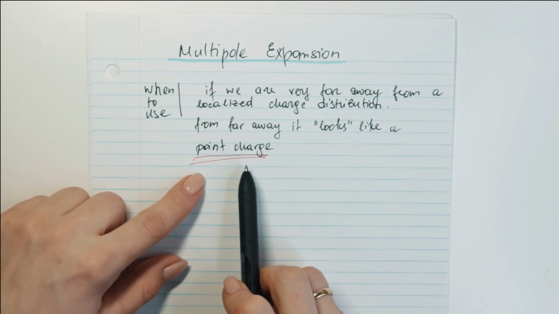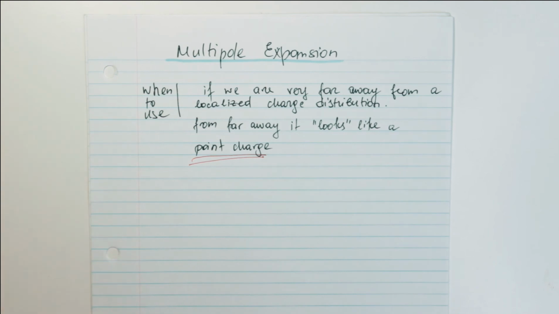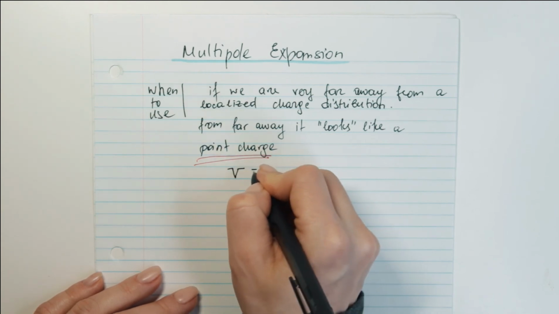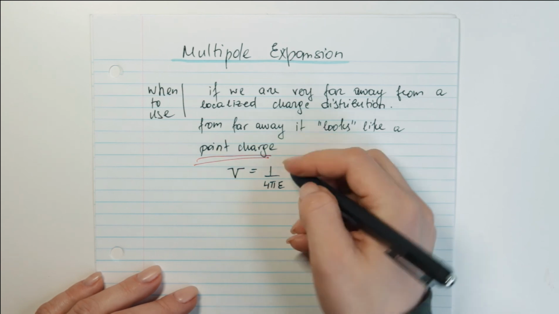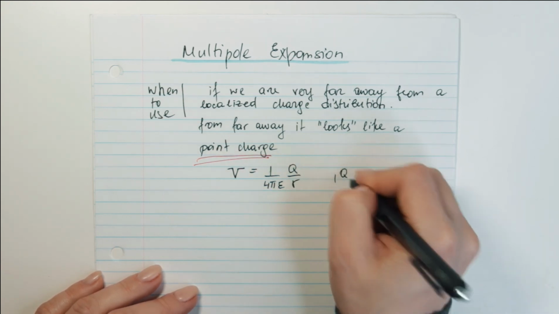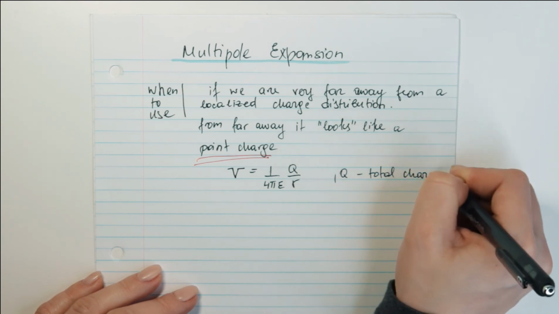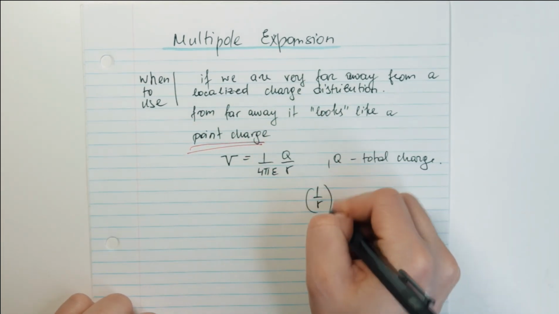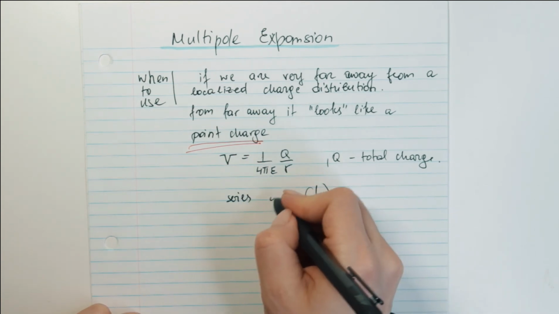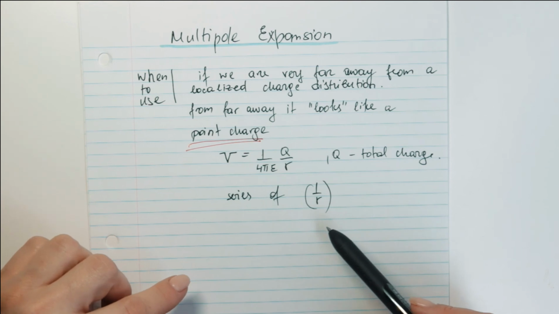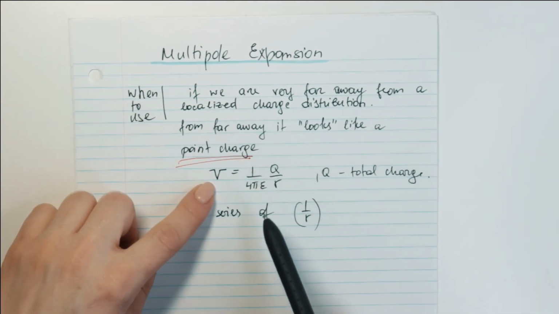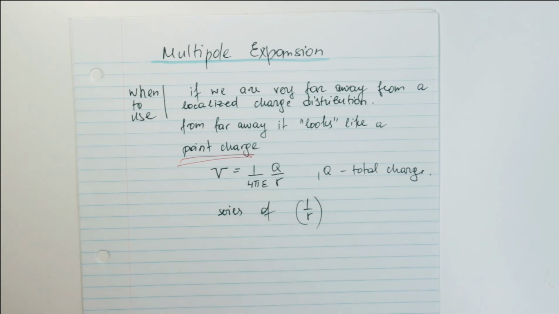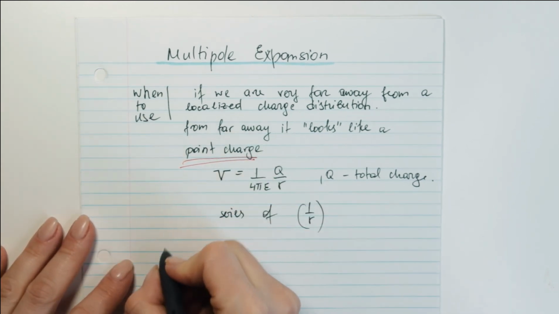And this assumption that it looks like a point charge is what gives us the starting point to be able to do that, where we can use that expression for the potential. And then expand it in terms of the power series of 1 over r. And that expansion will allow us to very closely represent the potential function in some region of space where the distance to it is really large. And in most cases, we also use spherical coordinates.